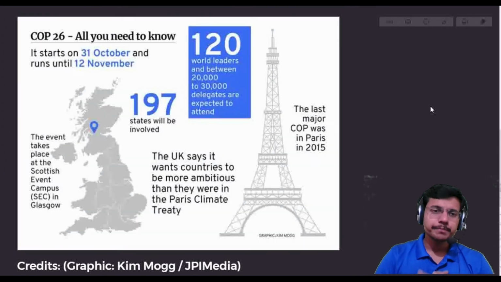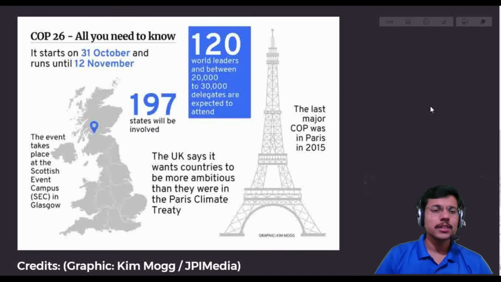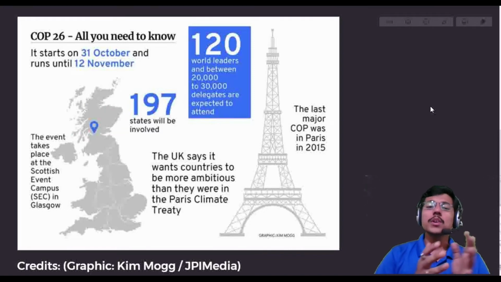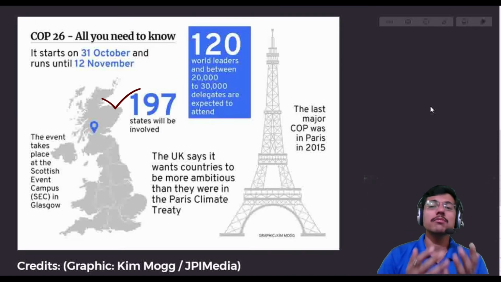Okay, so COP26, which is currently being held in Glasgow, takes place at the Scottish Event Campus, SEC campus in Glasgow, and more than 197 states will be involved in that, and out of that 120 world leaders are there, with 20 to 30,000 delegates who will be attending these negotiations, these sessions.